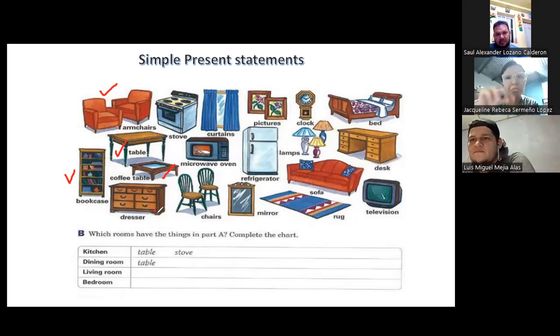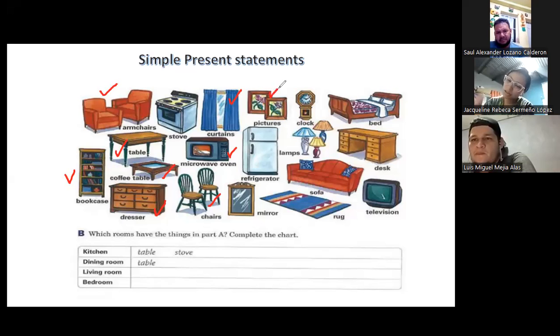Then we have the dresser. It's very common. And some common chairs. We have some chairs. And the microwave oven. That's the name of this device for warming food. We call it microwave oven. And then we have curtains. Curtains. That's what we call in Spanish cortinas, right? The curtains. And then we have pictures, right?